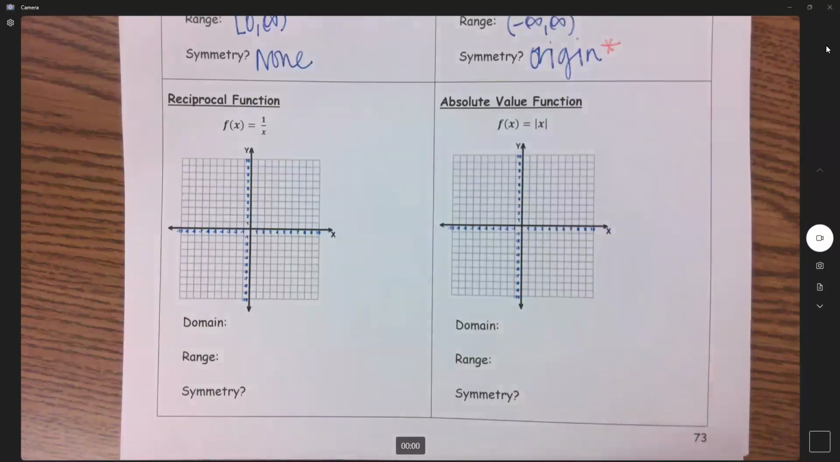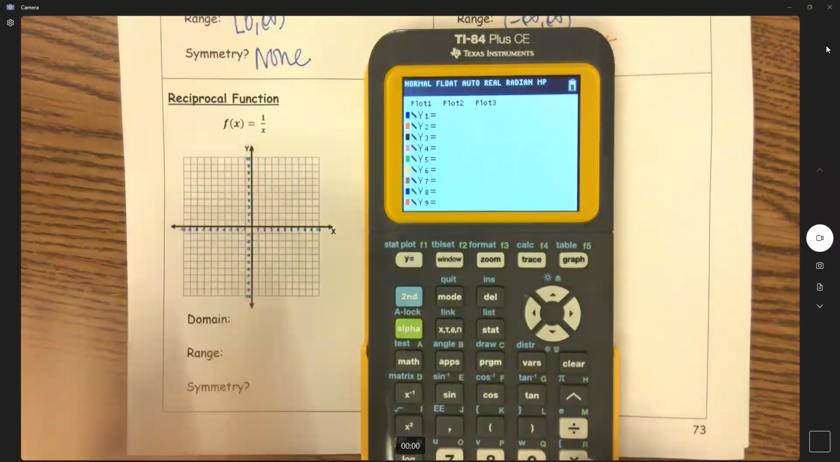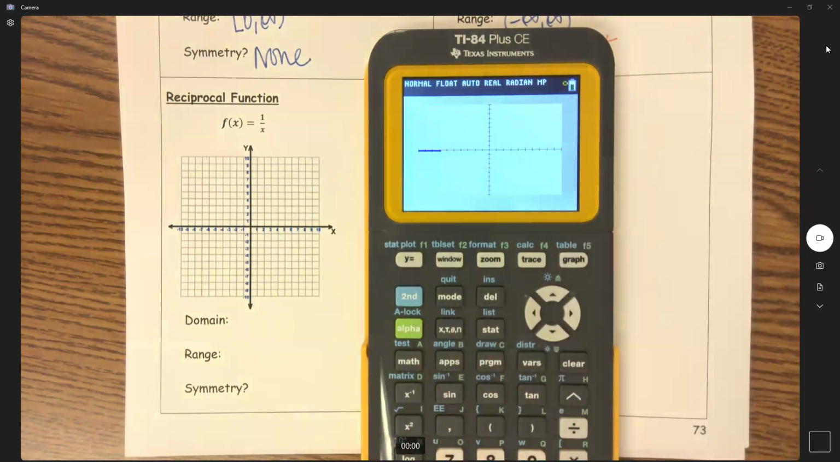Let's go over another one called reciprocal function. We really won't be doing too much with this key graph, to be honest with you, but you will have some homework questions over it, so let's go over it. So let's graph it first. So we have 1 over x, which is just 1 divided by x. I'll hit graph. So here is our graph here.